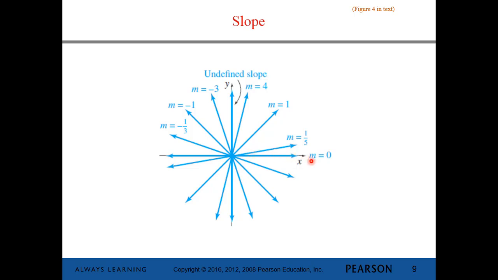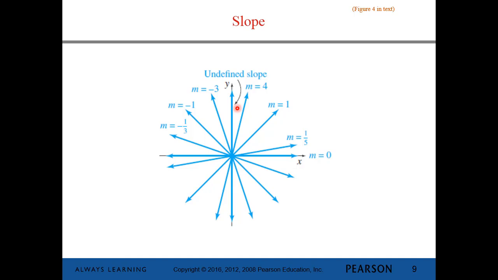So notice that if we have a completely horizontal line, the slope is 0. And then look what happens as the line gets steeper and steeper. The slope gets bigger and bigger, until we get to a vertical line. As the line gets steeper and steeper, the slope is getting bigger and bigger, and it's heading off to infinity.